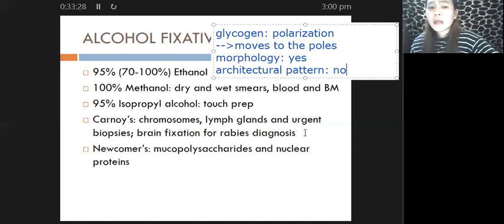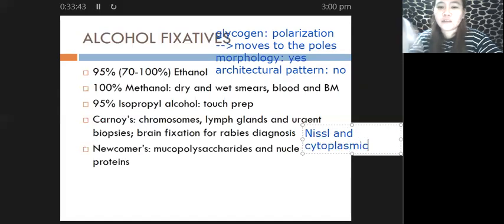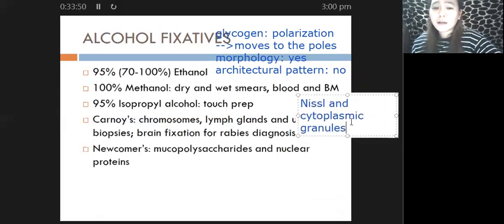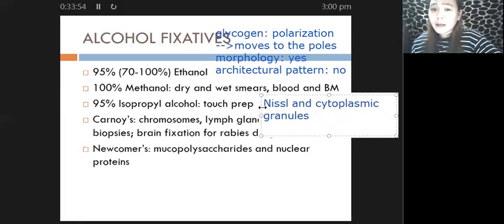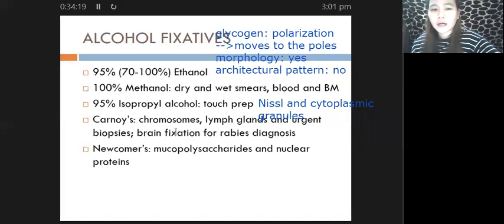May I just add, your Carnoy's fluid is also utilized for the fixation of Nissl and other cytoplasmic granules. I hope you can still remember Nissl. Can you still remember the structure of Nissl granules? They are the ones responsible for the basophilic character, or they cause basophilia in your neurons. So they appear as basophilic structures in your neurons. If I remember it right, it's an aggregation of a particular organelle. So we have your Nissl granules. All right, so that's for your Carnoy's.